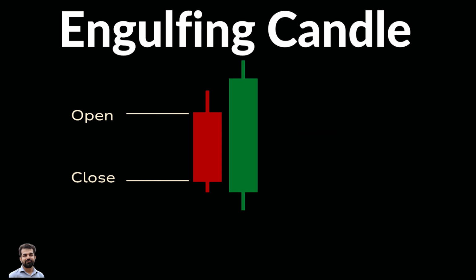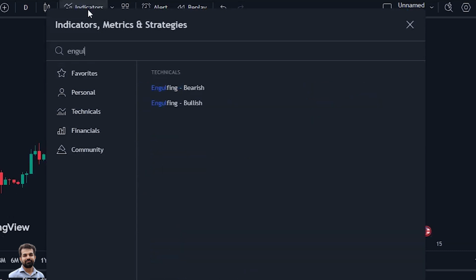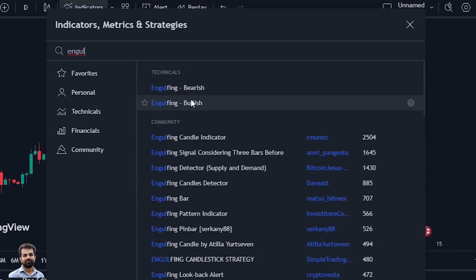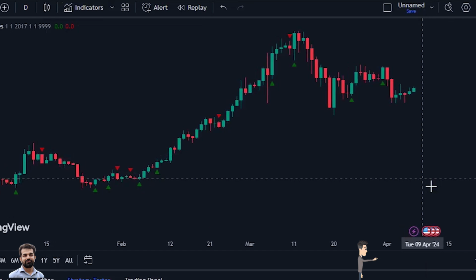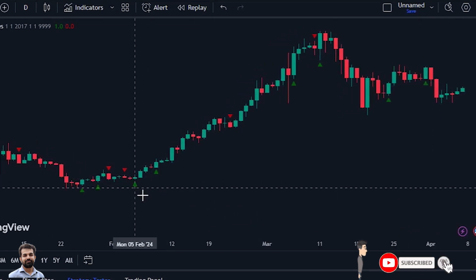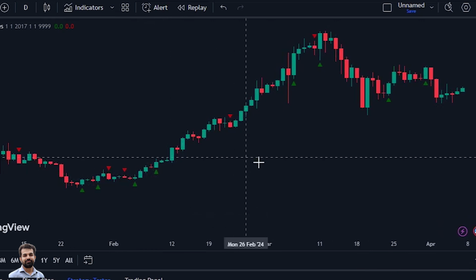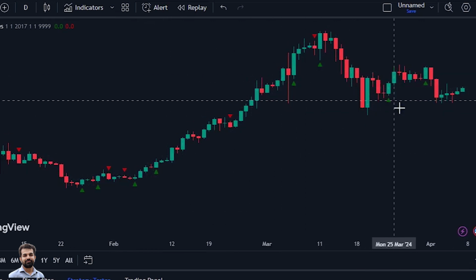Instead of manually searching for these candles, we will use an indicator to do the work for us. So go to the Indicators tab and search for engulfing candle. Select the appropriate one and you will see green arrows on the chart. Since we are focusing on long trades, we will ignore the red arrows. So rule number 3 states that we will only enter a trade when we see a green arrow, signaling a bullish engulfing candle.